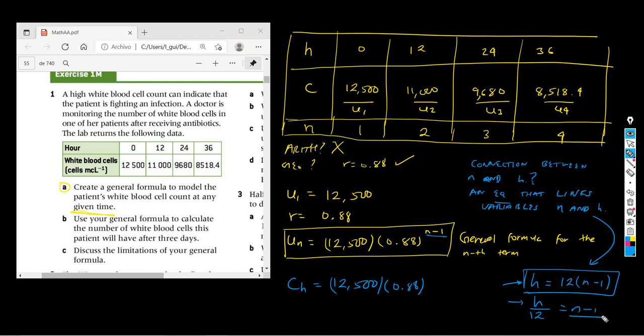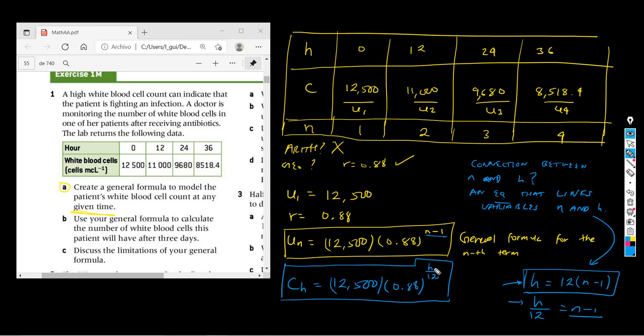And if you can see, this is the same thing that you have in here, right? So instead of n minus 1, I can put h over 12, and you get the corresponding formula, but written no longer in terms of n, but in terms of h. The cell count written in terms of h. What that means is you're going to put in any hour that you want in here, and this expression will tell you the cell count at that precise hour.